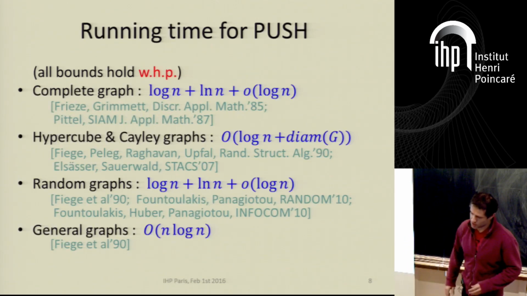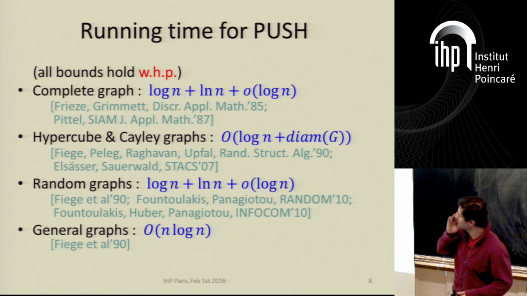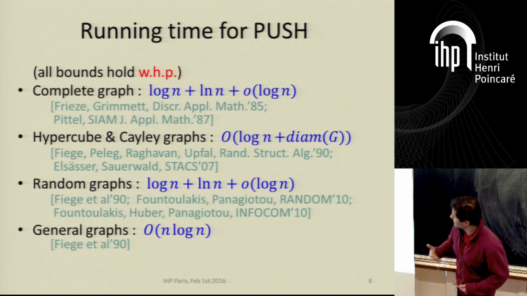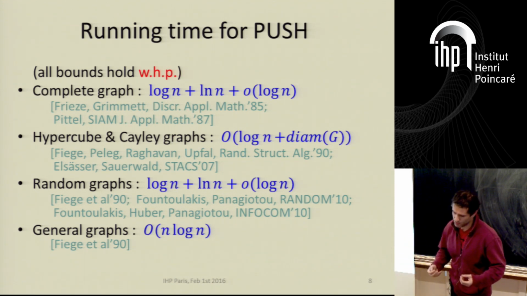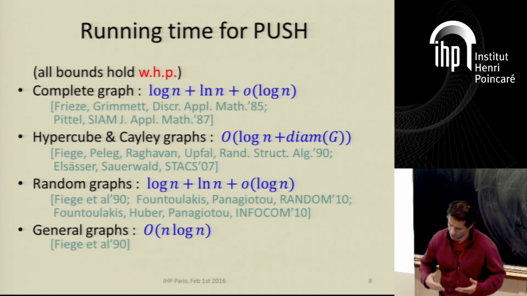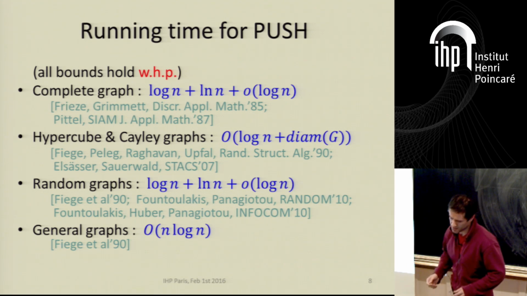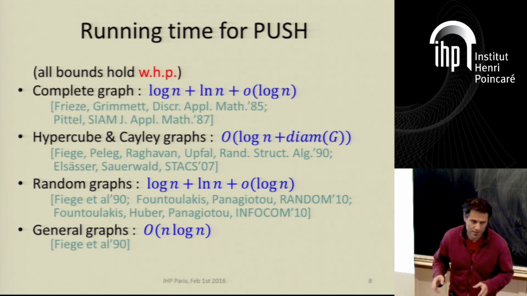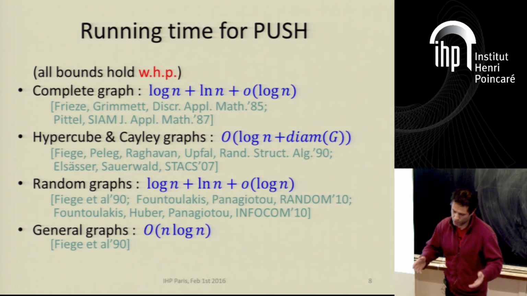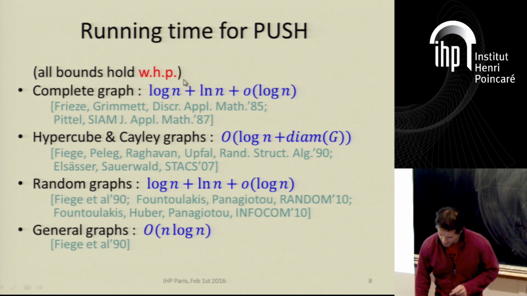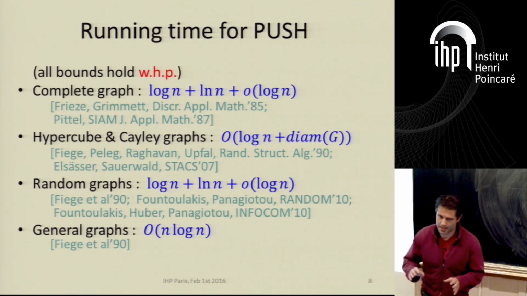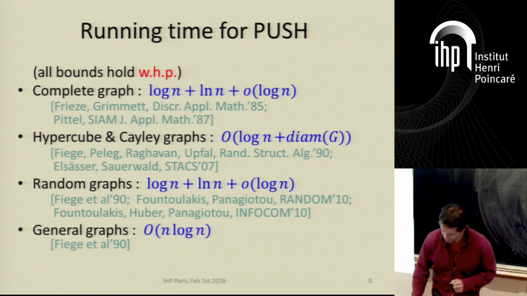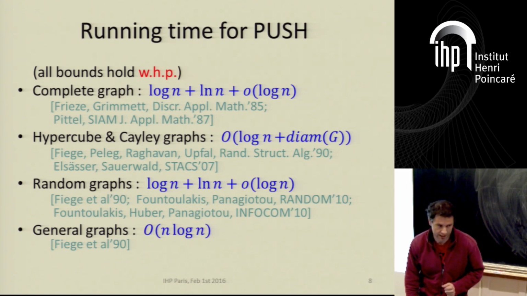Several papers have shown very careful, very precise bounds on the running time of the push protocol for various graphs. For example, the complete graph, hypercube, random graphs, or random regular graphs. In all these graphs, rumor spreading requires only a logarithmic number of rounds to spread the rumor, which is very fast. Moreover, for general graphs, it is known that n log n rounds suffice to spread a rumor. This is an upper bound that holds for any connected graph.